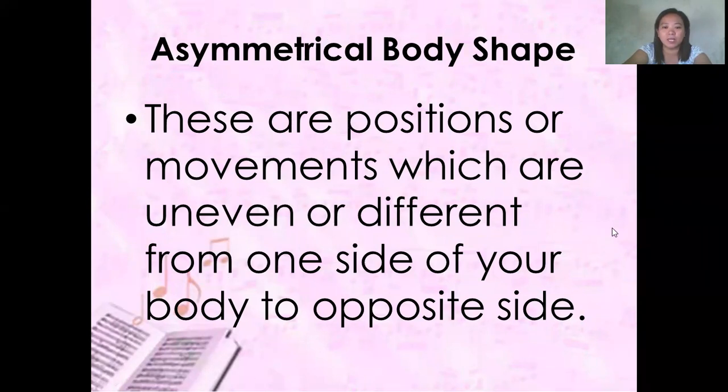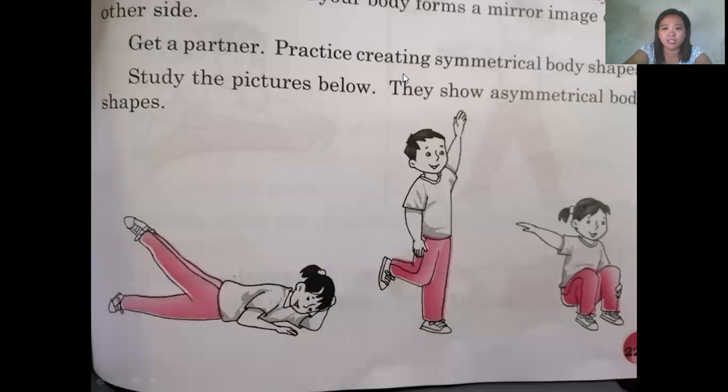Now, let's take a look at the pictures of asymmetrical shapes. This one is asymmetrical. Look, if we cut it here, these sides are not the same because the hand here is like this, while the hand on the other side is on the head. Next, if we cut it here, the legs here are up and the hands are down, while here the legs are down and the hands are up. If we cut it here in the middle, the hands here are sideward, while the hand here is holding the leg. Okay, it's uneven.